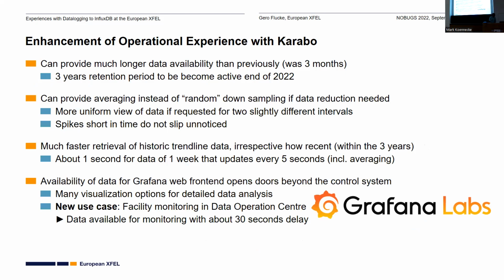So there is an enhancement of the operational experience, as we hoped for. We can provide much longer data availability than previously. A 3 year retention period was decided upon and will become active at the end of this year. The InfluxDB readback mechanism allows directly averaging data, so we do not simply have to downsample. It's rather fast data retrieval, and the availability of data for the Grafana web frontend opens doors beyond the control system, with many visualization options for detailed data analysis.